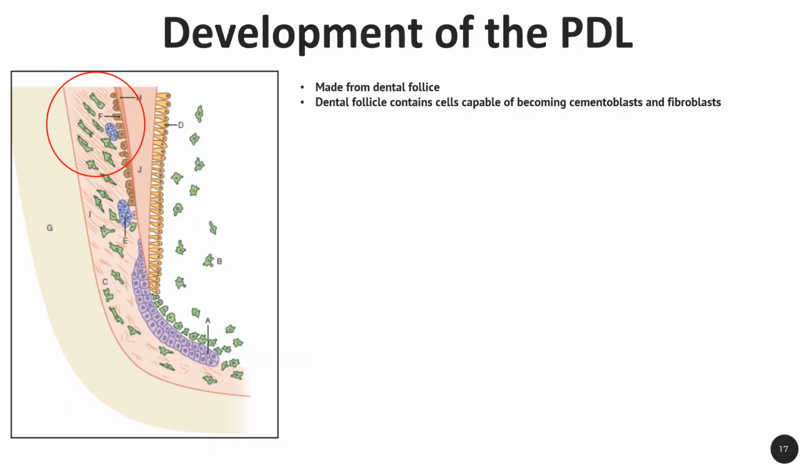So if we go back to this diagram and to the top, when we were starting to get cement formation, the cells which are responsible for making the PDL are these green cells here. They are differentiated from the dental follicle, which turns into both the cells making the cementoblasts to make the cement, and also the fibroblasts, these green cells, to secrete the proteins of the PDL.